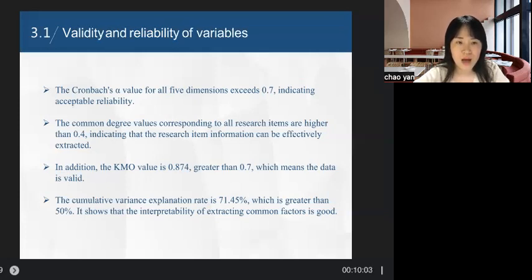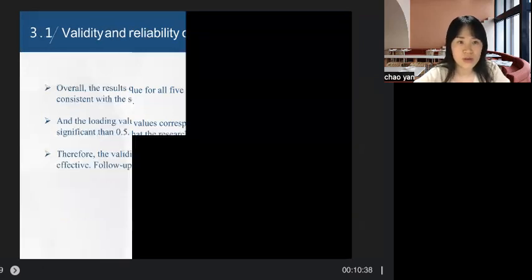In addition, the KMO value is 0.874, greater than 0.7, which means the data is valid. The cumulative variance explanation rate is 71.45%, which is greater than 50%. It shows that the interpretability of extracting common factors is good.